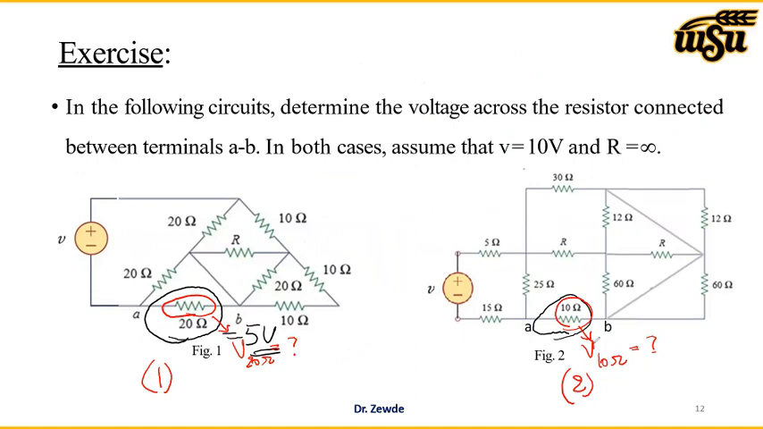Now you can reconsider this, assuming, for instance, what if R is 0? What if I had a short circuit here instead of an open circuit? You can solve the problem just by changing R from infinity to 0. So you can see a different scenario.